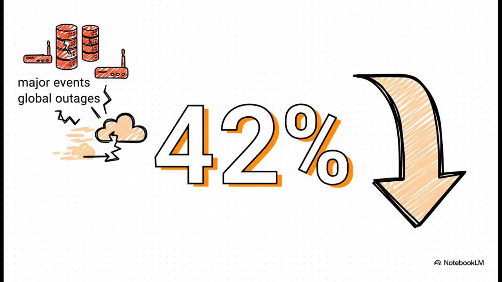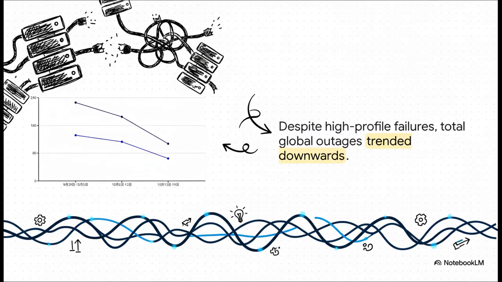But here's the really fascinating twist. During the exact same week that all these huge events were happening, the total number of global outages actually went down, and by a lot. We're talking 42%. This chart shows it pretty clearly. Even as these huge, headline-grabbing failures were making all of our lives difficult, the internet as a whole was actually getting more stable. It seems like while the big failures are more spectacular, that background noise of smaller problems is actually going down. The whole ecosystem is constantly learning and adapting.